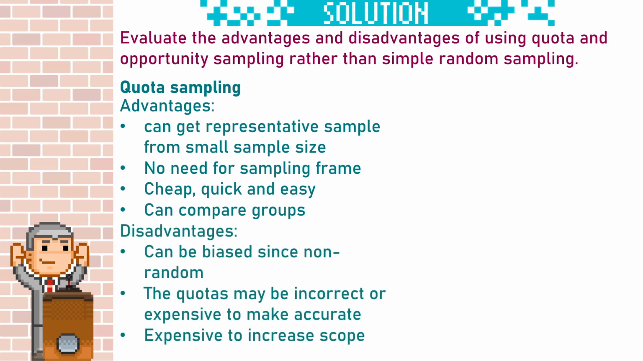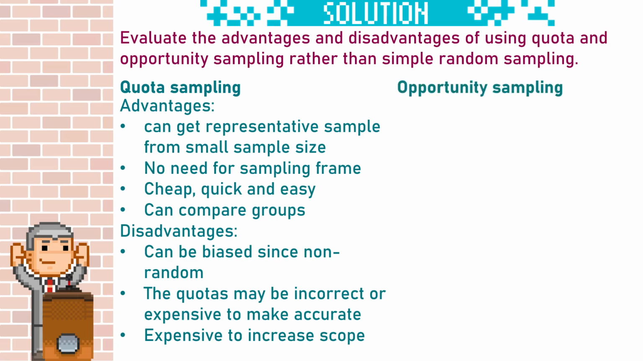The disadvantages are that it can be biased since it's not random. How you set up your quotas can generate a bias. The quotas may actually be incorrect or expensive to make accurate. So you may think that a quarter of people are parents when really they're not. And it can be expensive to increase the scope of, for instance, the survey.